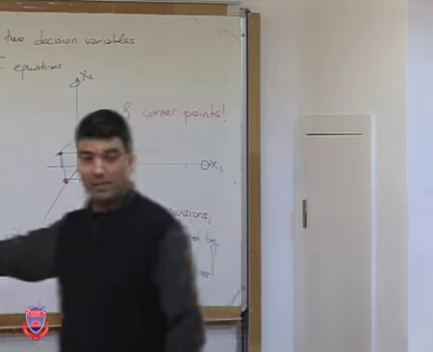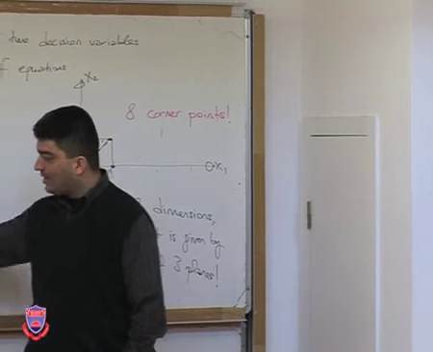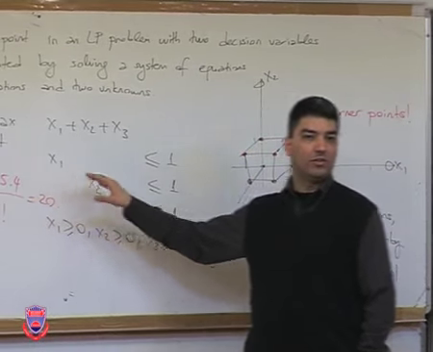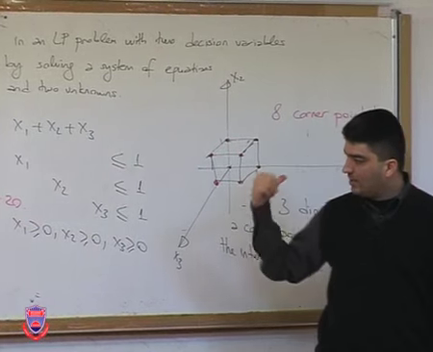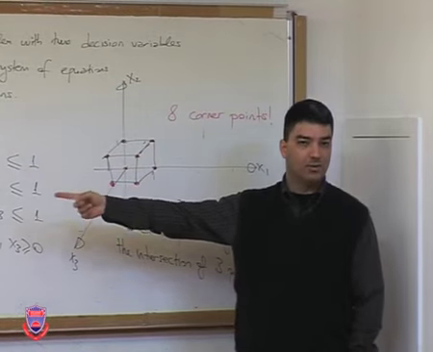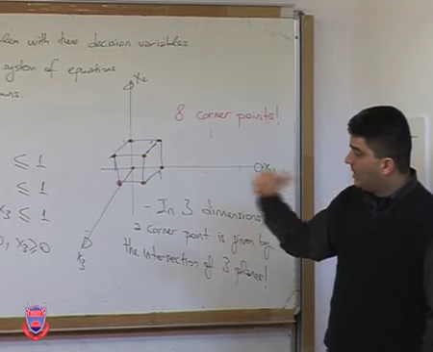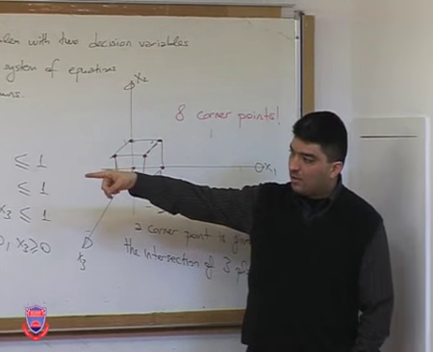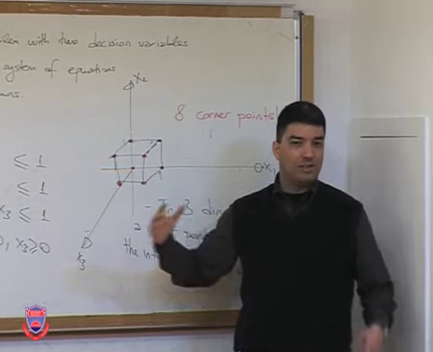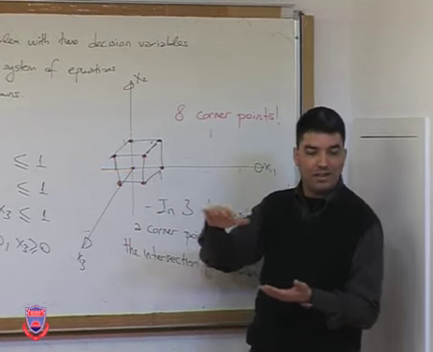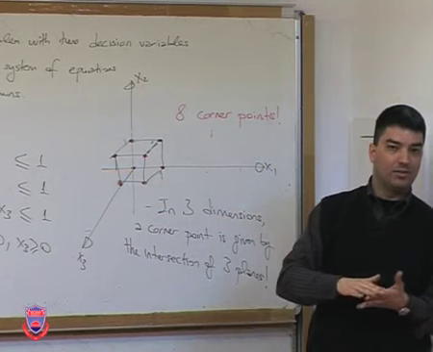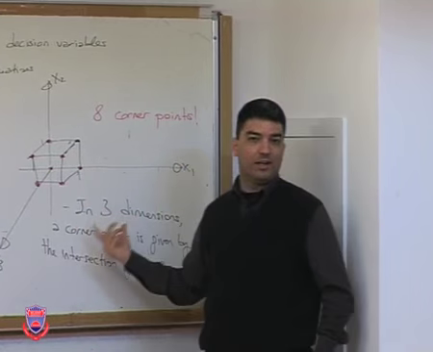Exactly. So this is the largest possible. So I can never have more than 20 corner points in such a case. So in this case, I have only 8, and 8 is obviously smaller than 20. 20 is the largest you can have. Just like we had, for example, in the previous example, not every 3 lines actually define a corner point. Not every 3 constraints or not every 3 planes define a corner point. But you need 3 planes to define a corner point.